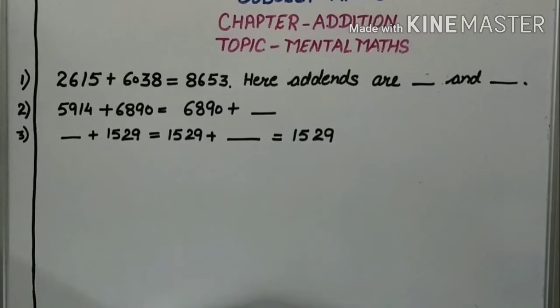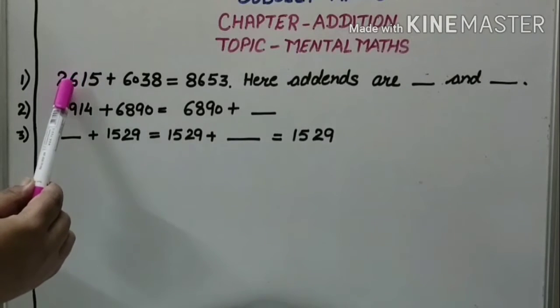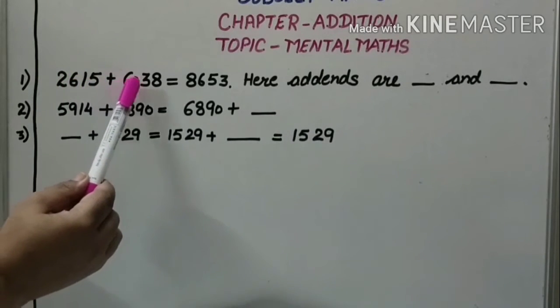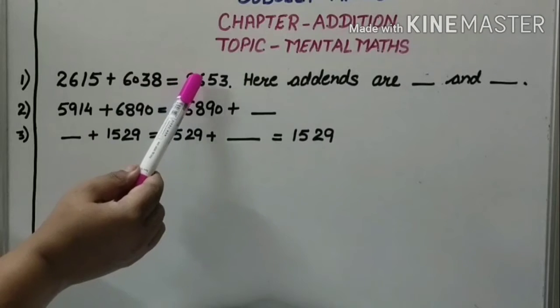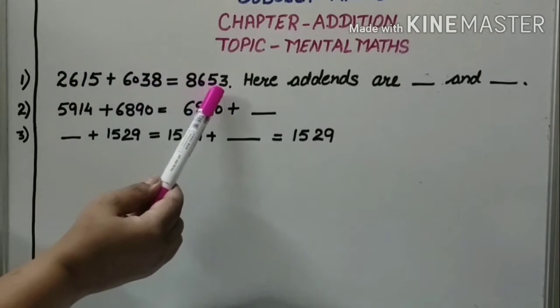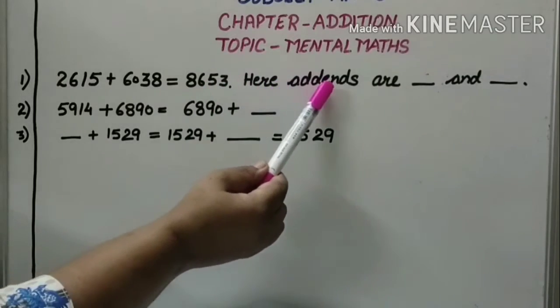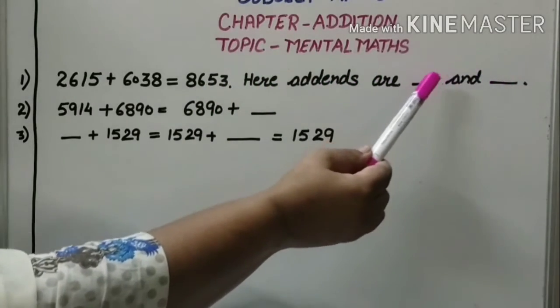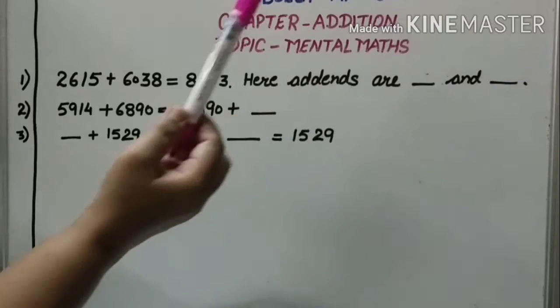Children, our first question is this. I have written 2615 plus 6038 is equal to 8653. That means after adding we get this sum. Here addends are dash and dash. What will come in these fill-ups, children?